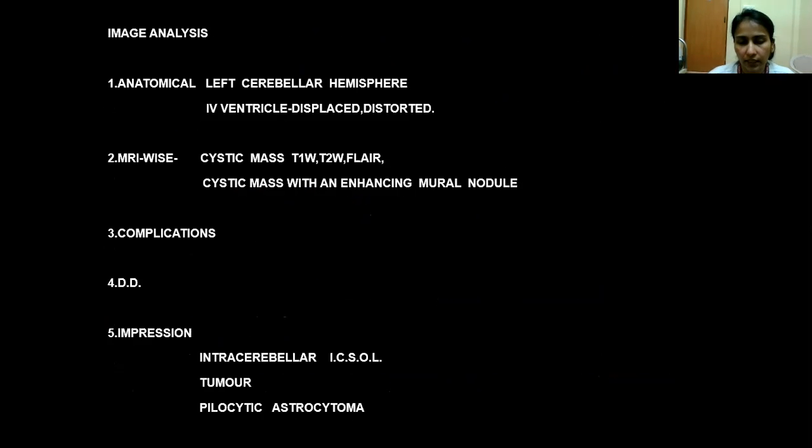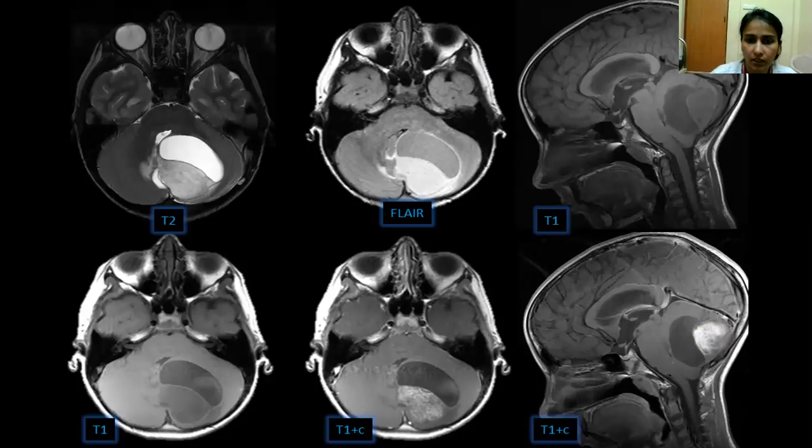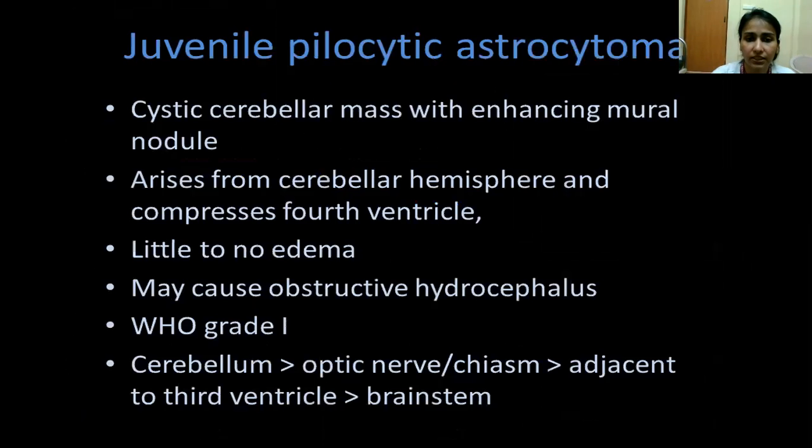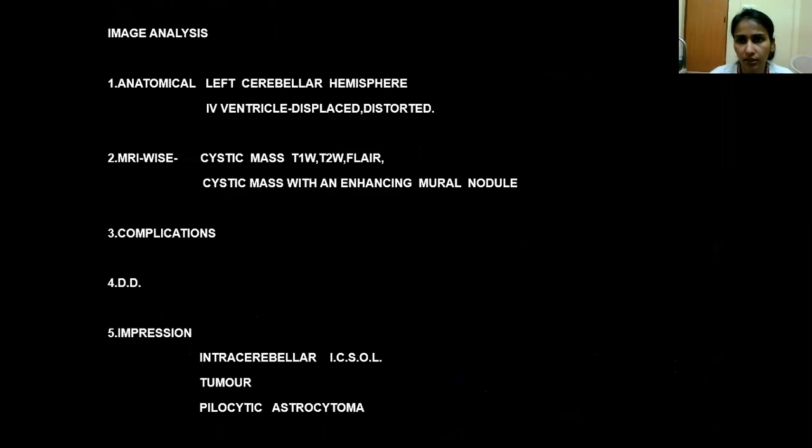In MRI, what are we finding? There is a cystic mass which we can see on T1, T2, and FLAIR it is suppressed, T2 it is hyperintense. Then cystic mass, then enhancing mural nodule. As you can see in these images, in the contrast enhancement, the mural nodule that was hypointense on T1 is hyper, that means it is enhancing on T1 weighted contrast enhanced images. So it is showing profuse enhancement on contrast. That is why we are saying it is an enhancing mural nodule. There is a cystic mass and an enhancing mural nodule.